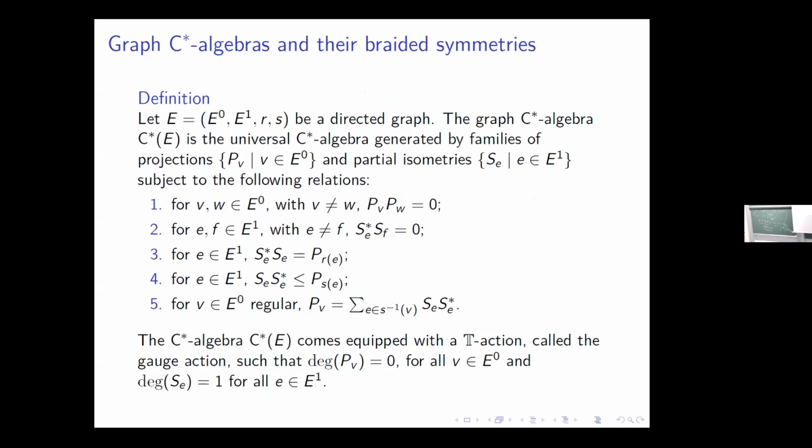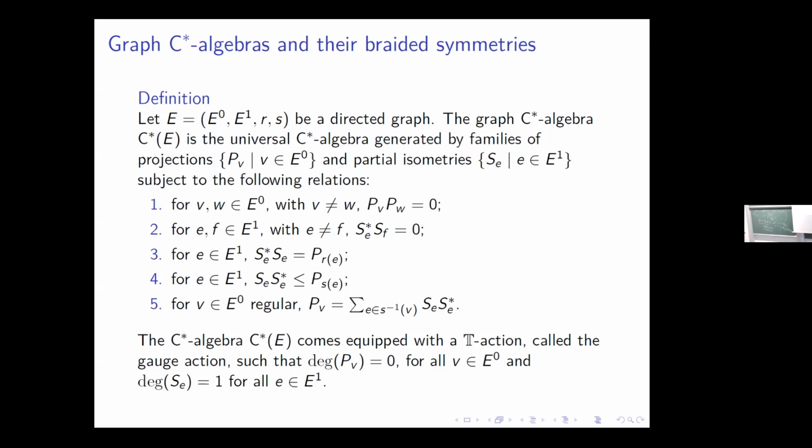So we take E to be a graph. It consists of two sets, E0 and E1. E0 is called the set of vertices. E1 is called the set of edges. r and s are the range and the source maps. The graph C-star algebra, C-star of E, is the universal C-star algebra generated by a family of projections and a family of partial isometries. The projections are indexed by vertices and the partial isometries are indexed by edges, subject to this long list of relations.